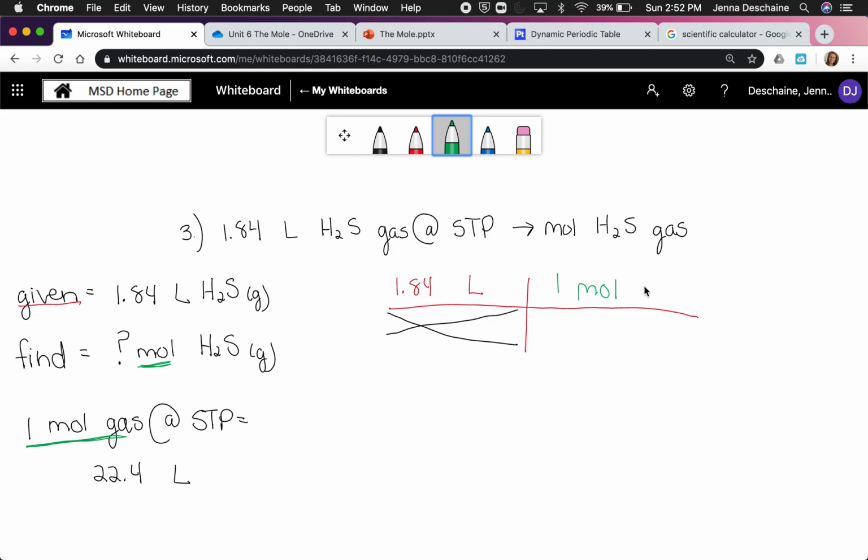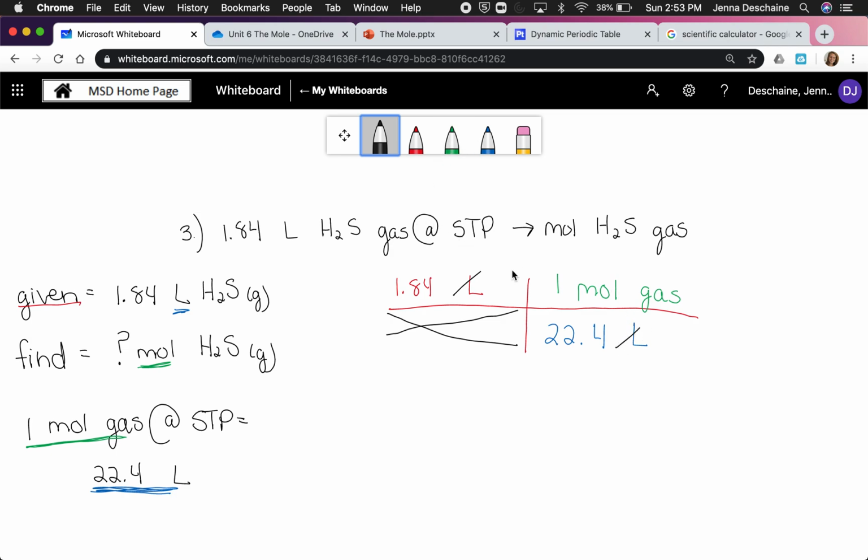All right, gas is equal to whatever unit, so whatever the conversion factor is equal to. So 1 mole of gas is equal to 22.4 liters, okay? So I'm going to put 22.4 liters on the bottom. So that's kind of like my given unit, all right? And that's going to go on the bottom, so eventually these two can cancel out, all right?